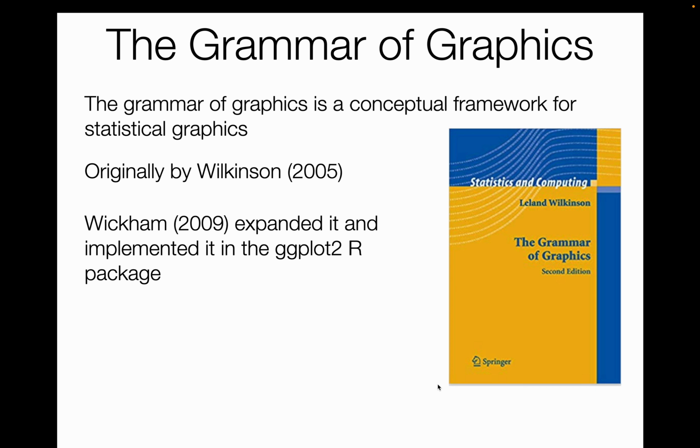In 2005, a guy named Leland Wilkinson came up with the grammar of graphics. It's a conceptual framework for statistical graphics, and so it's not language specific. The R-specific version came from a person named Hadley Wickham, who is very important. You'll hear me talk about him a lot. He came up with most of the packages, or he was involved in making most of the packages that we're going to use throughout the course. So he implemented it in what's called ggplot2.